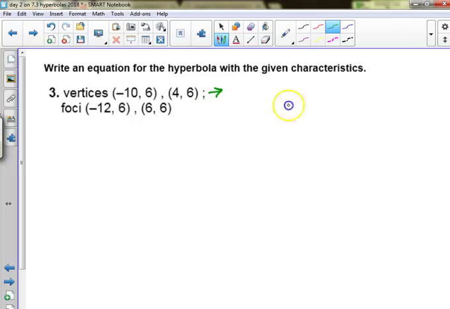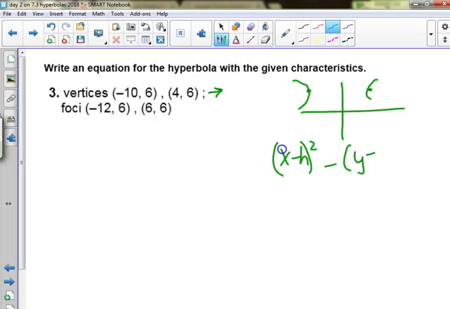Okay, what do you want to do first? Well, I'm going to sketch because I don't know which way it's opening. -10 up 6, +4 up 6. Ooh, what do you think? Opening left and right. So I'm going to write the general equation down. x minus h squared minus y minus k squared, because it's opening left and right. Yes? Is that what it looks like on your sheet?